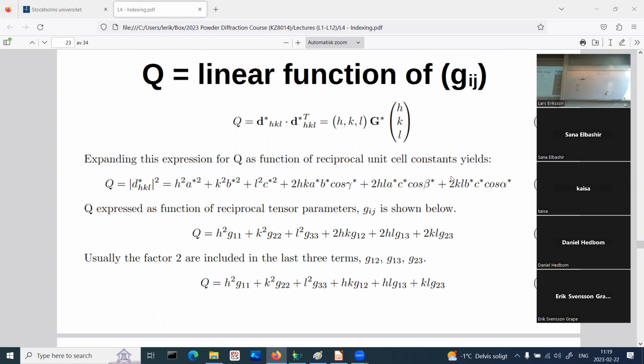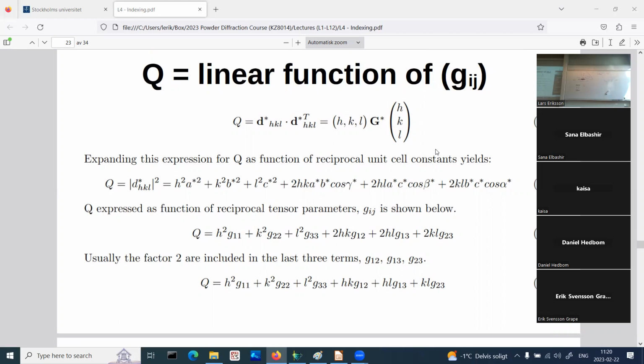Well, this is the expression. Instead of A star square, we can just go to this matrix here, and this is the 1,1 element. This is the 2 element. This is 3, etc. And there will be a factor of 2 here, but perhaps we can skip that factor of 2. It will be part of the matrix element.